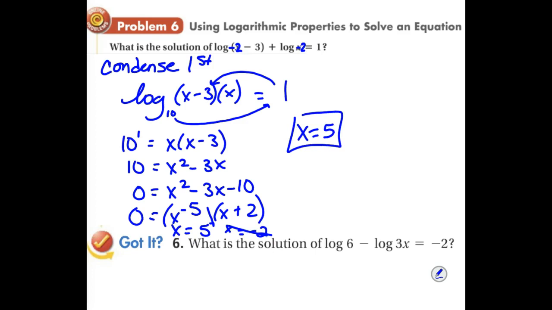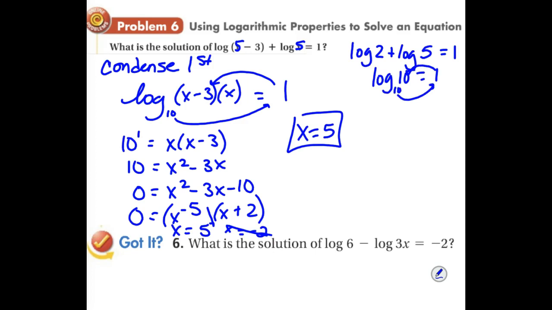And again, if you wanted to check it, when we put a 5 in there, we have the log of 2 plus the log of 5 is supposed to equal 1. When we condense that down, the 2 and 5 get multiplied. This becomes the log of 10. Is that a true statement? Our base is 10. 10 to the first power gets us 10. So the 5 is working.